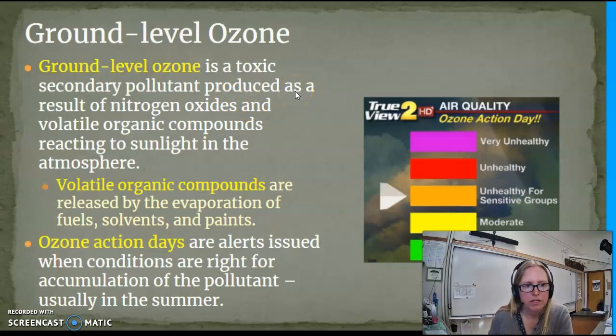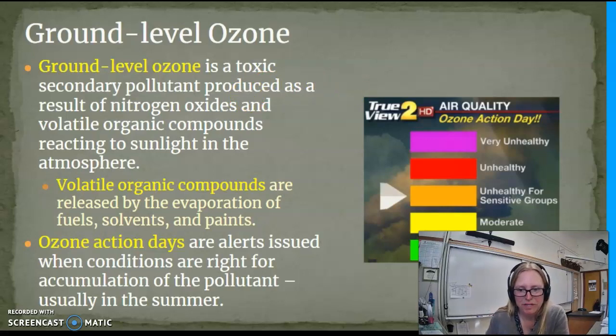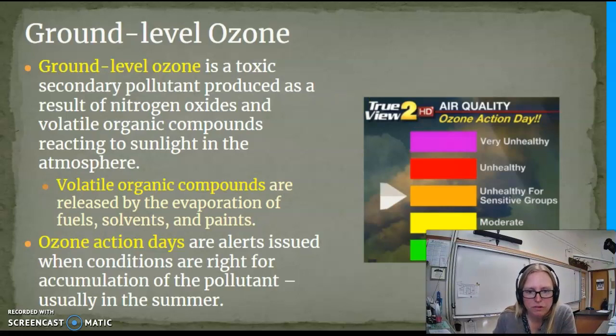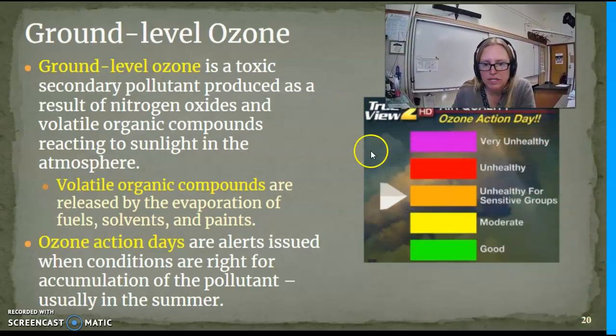Another pollutant is ground level ozone. We've talked about ozone before. Having it down lower on the ground is not good. I'm trying to move my picture so you can see that. So in the cities, especially, you'll see ozone action days.